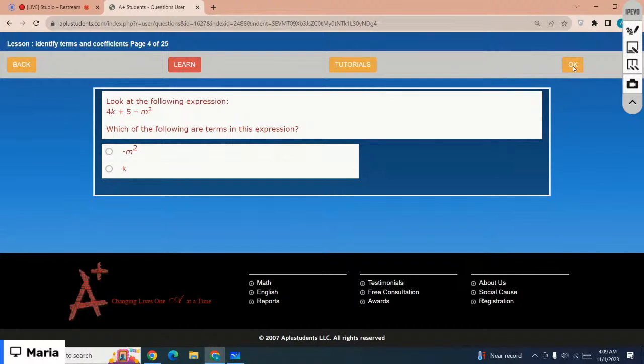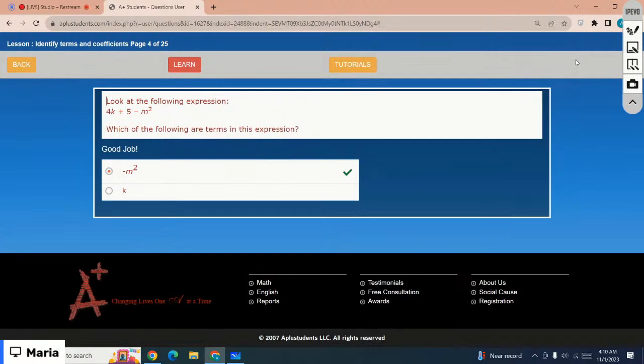Look at the following expression, 4k plus 5 minus m square. Which of the following are terms in the expression? Which option is the correct one? 4k is a term. Negative m square is a term.